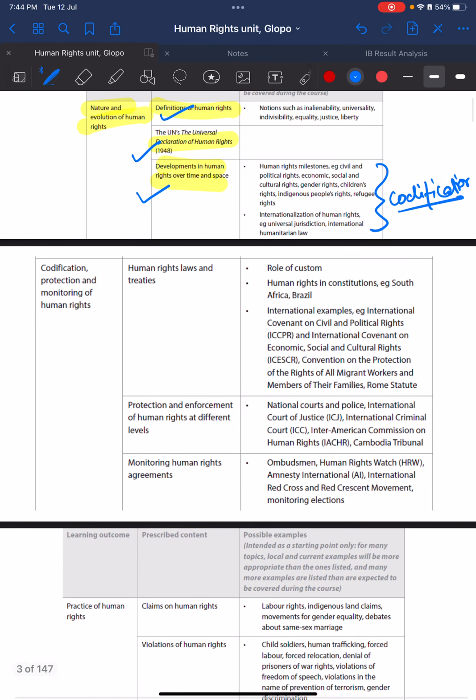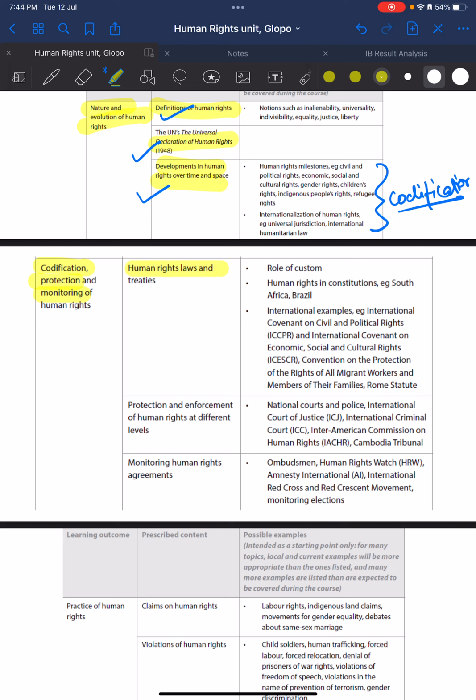Further it talks about codification, protection, monitoring of human rights. Codification means how it has been codified in the laws; protection, who all are protecting; monitoring, who all are monitoring human rights, who all are assuring that everyone gets human rights equally, right?